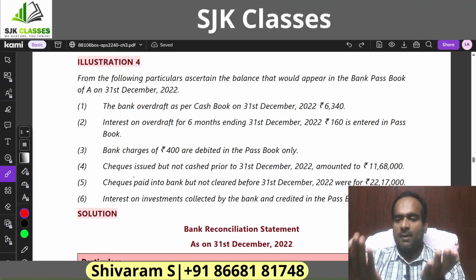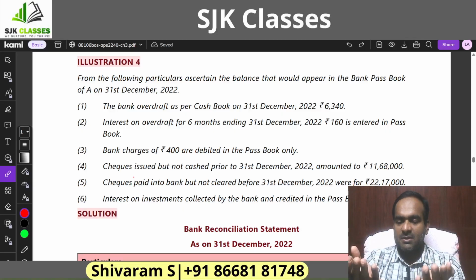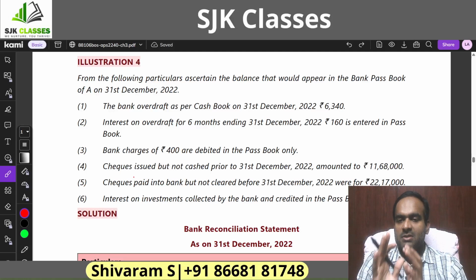Whenever the cash book and passbook are not tallying, when both the books are showing different balances, we go for this reconciliation. And why should I go for this reconciliation? What is the purpose? To prove that no fraud has happened in the business. What type of frauds will happen?